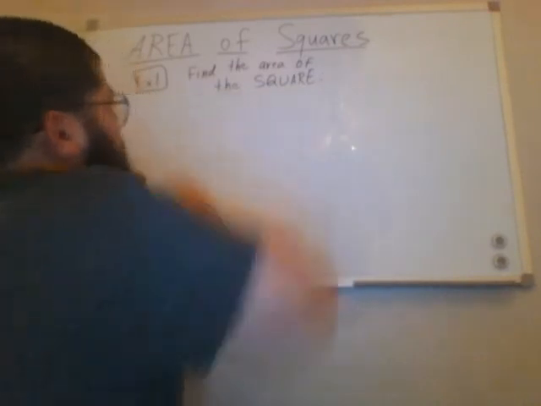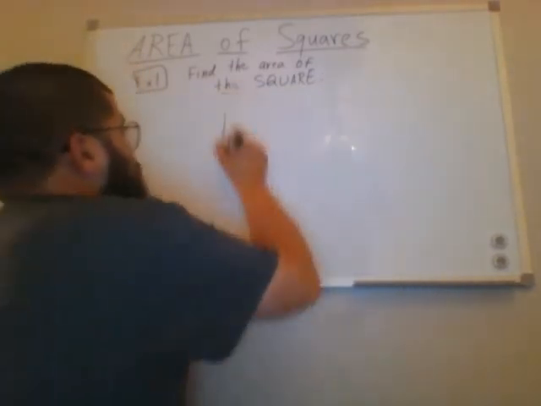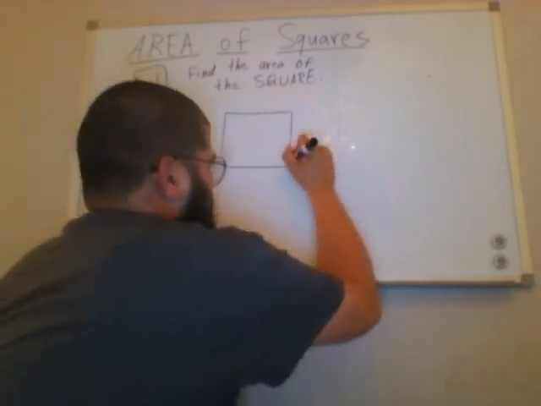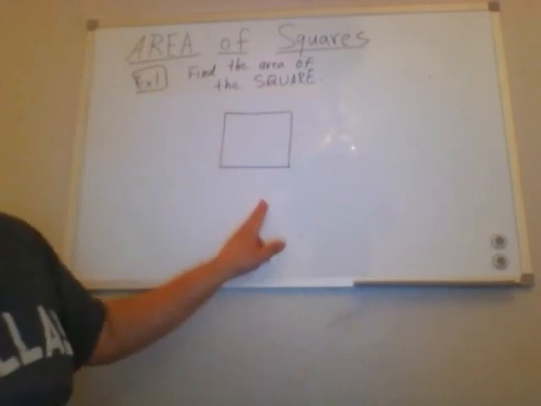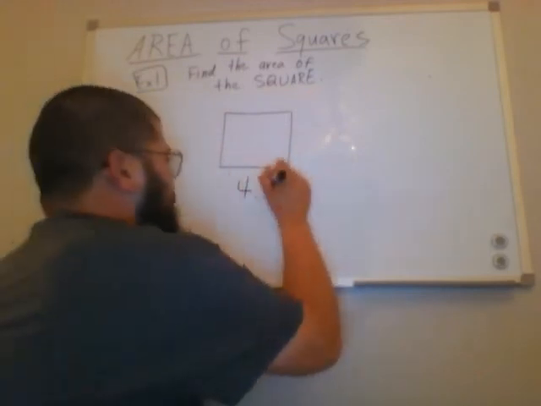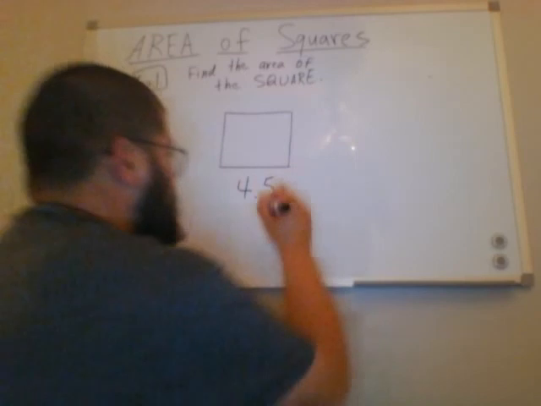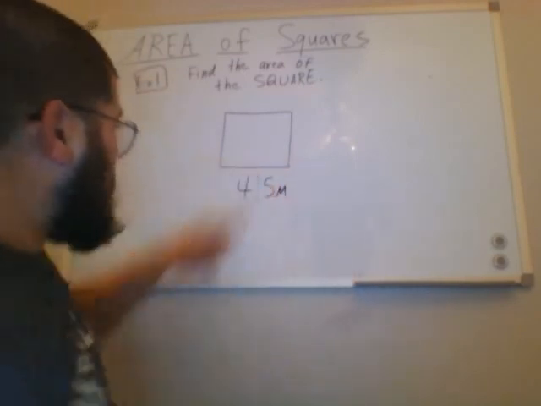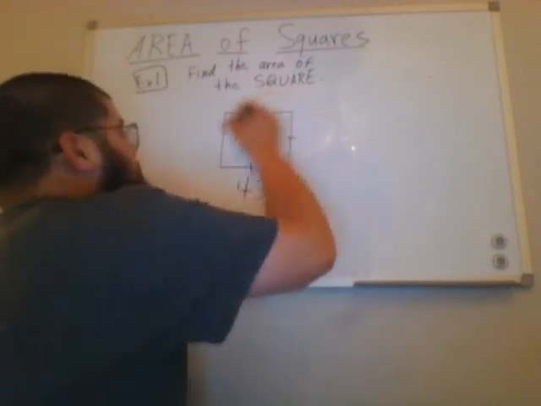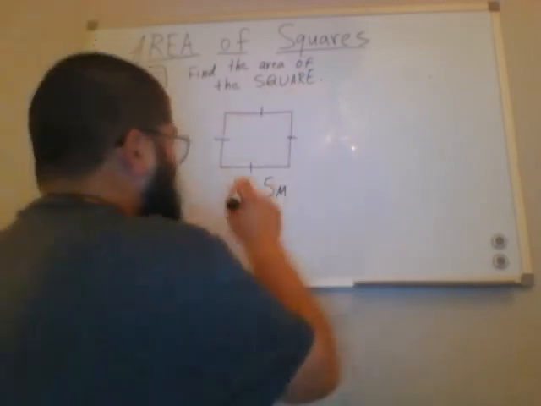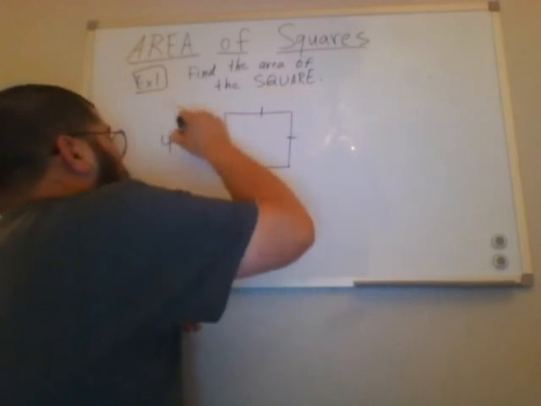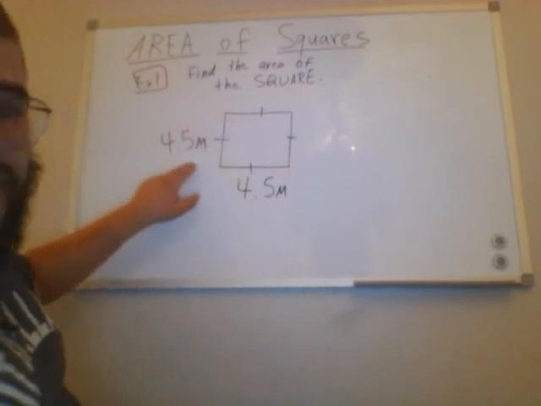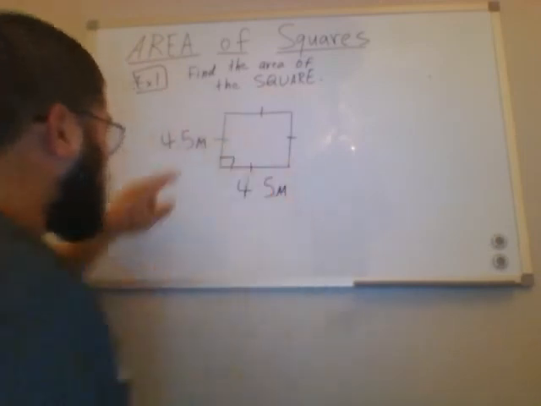Same directions. Find the area of the square, but this time, our base is going to be 4.5, and we'll change the units to meters. Again, if we know that this is 4.5, then we know that this, and this are 4.5. So our base is 4.5. Not only is our base 4.5 meters, not inches, meters, also our height is also 4.5.